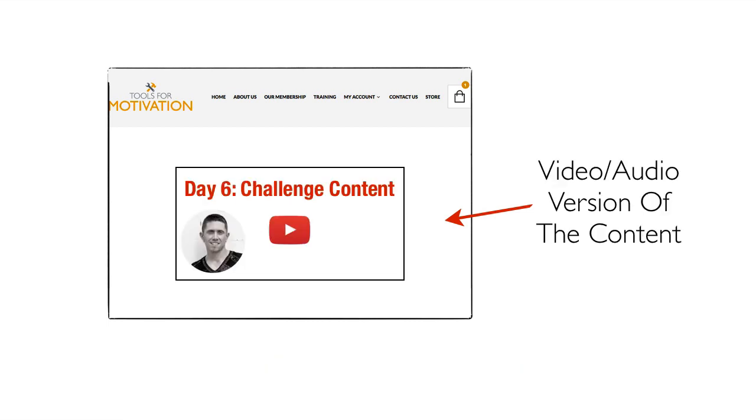So then here's the difference in terms of using this challenge content. The people that are joining your list are going to get all 30 parts of your challenge at once in a giant ebook format like we talked about. They may or may not read the whole thing in one go.